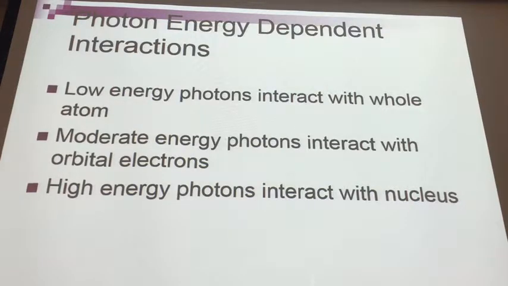Okay, so low energy photons will interact with the whole atom. Moderate energy photons will interact with the orbital electrons. And the very high energy photons.